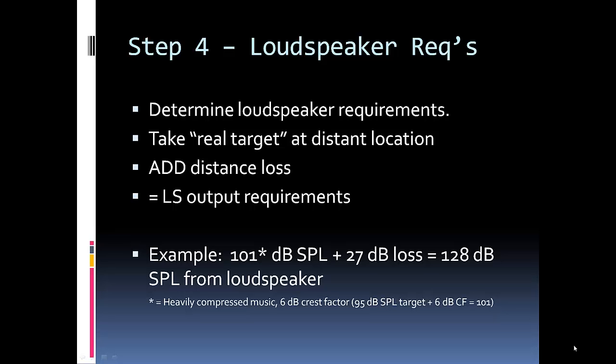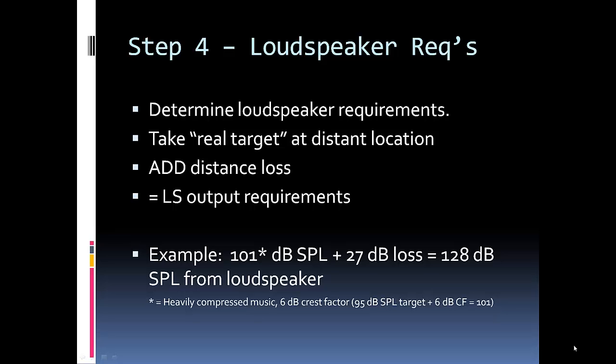So for example, if the real target after taking into account crest factor is 101 dB SPL, because we're using a 6 dB crest factor for this example, we're going to add in the 27 dB of loss that the system must overcome, because we have to compensate for that 27 dB of loss somehow. So our loudspeaker must get louder to overcome that 27 dB of distance loss.